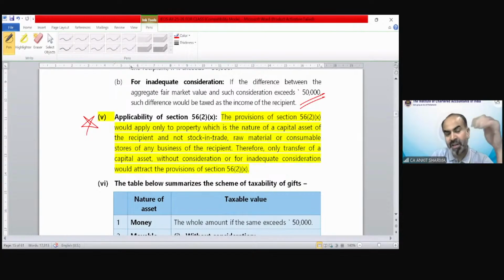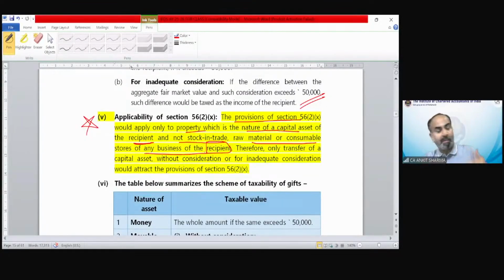We are still continuing in gift provision, and it says the thing you have received should be in the nature of a capital asset. If the recipient treats it as stock in trade, then this concept would not be applicable. The provision of section 56(2)(x) would apply only to property which is in the nature of a capital asset of the recipient. From the point of view of the recipient, we have to see, and not stock in trade, raw material or consumable stores of any business of the recipient.